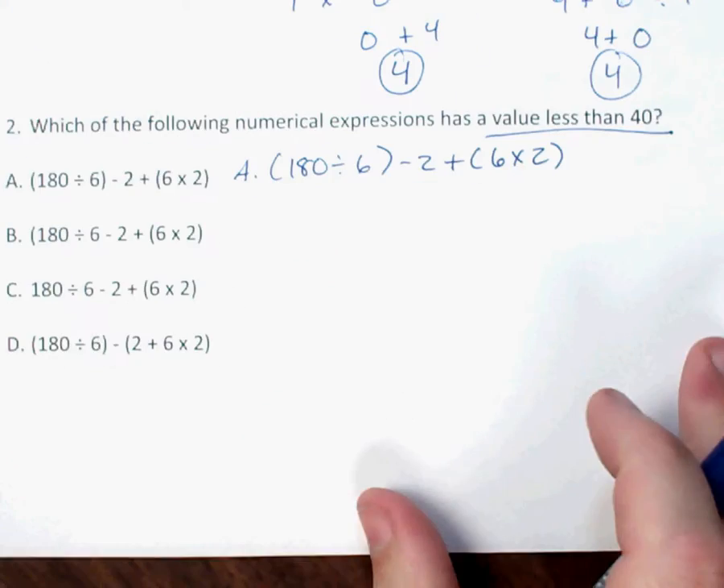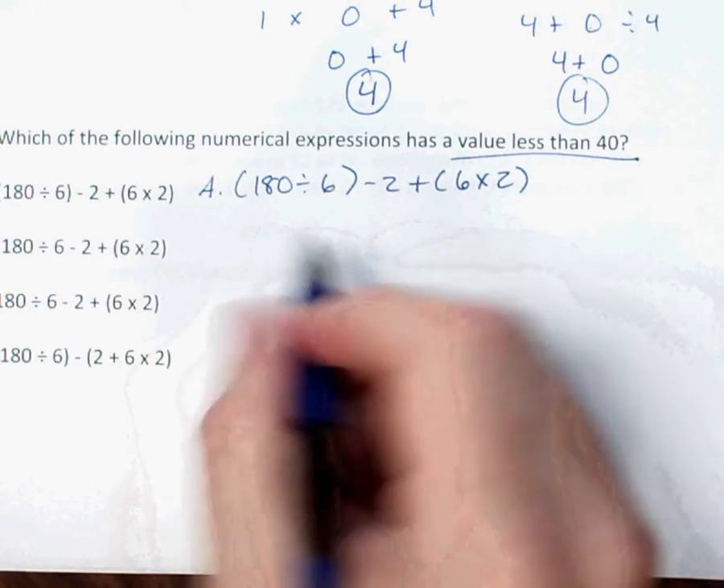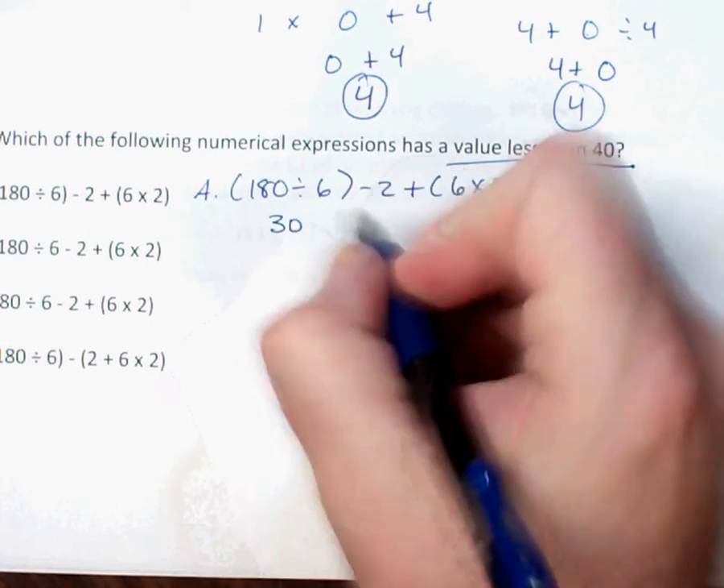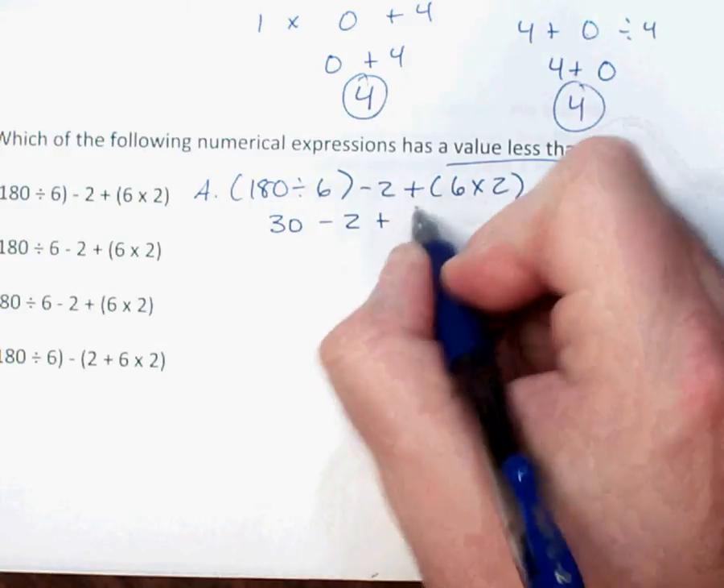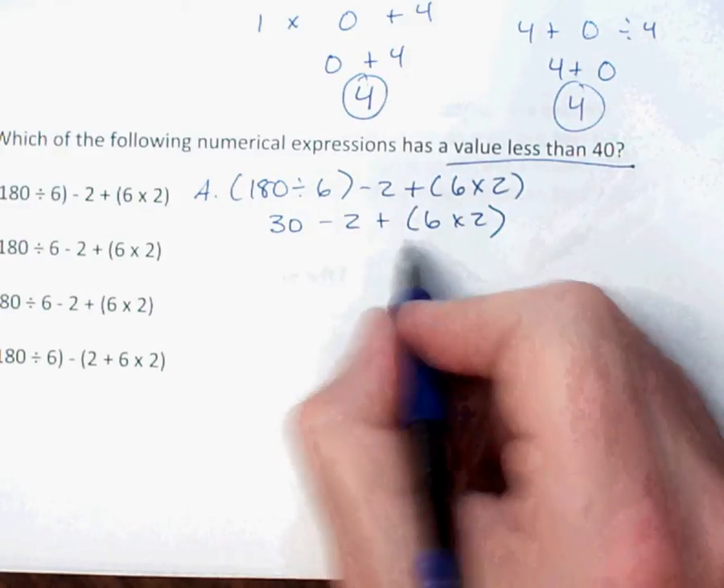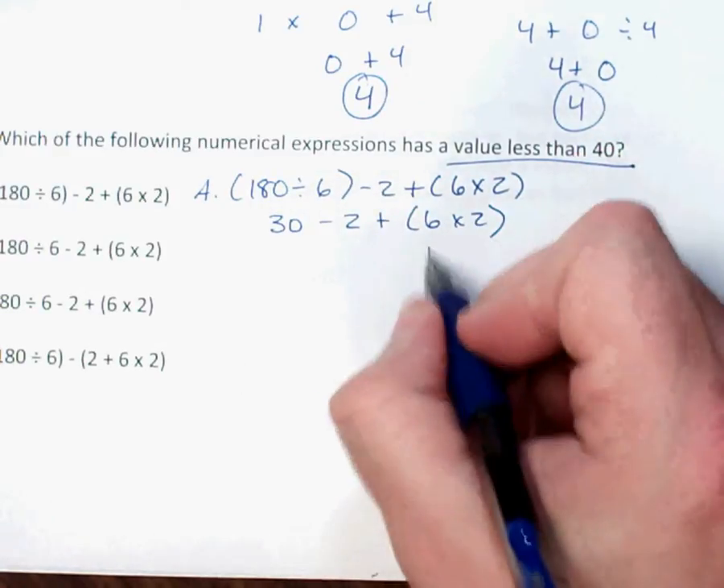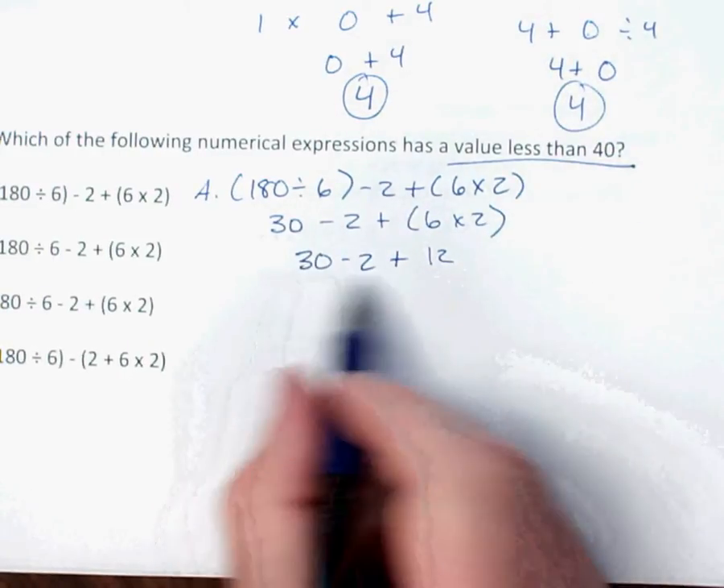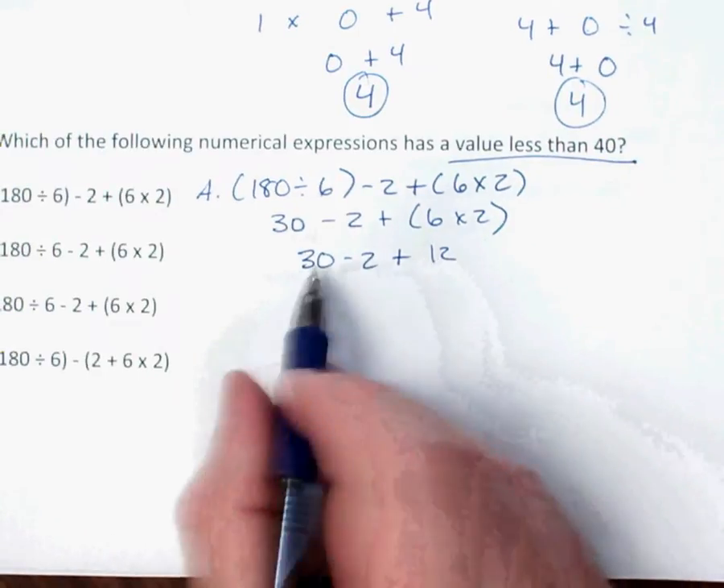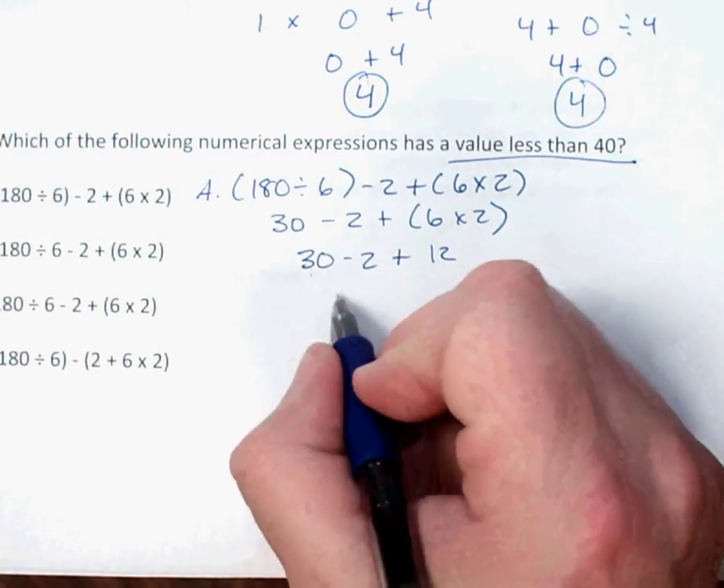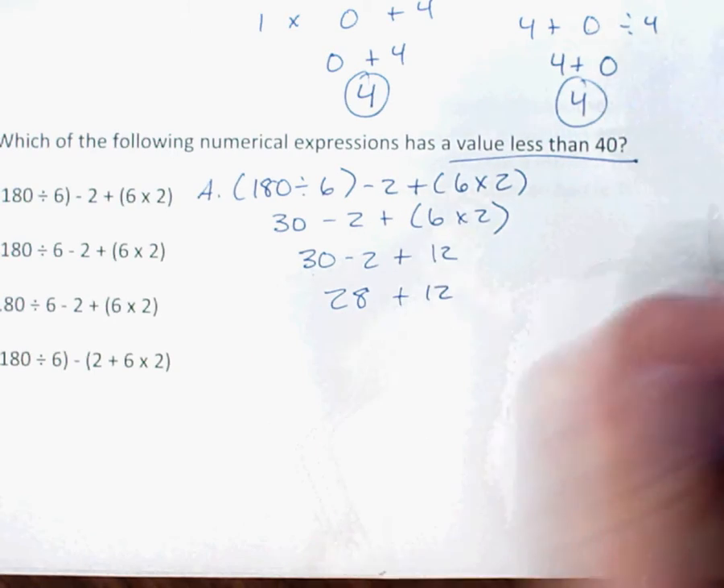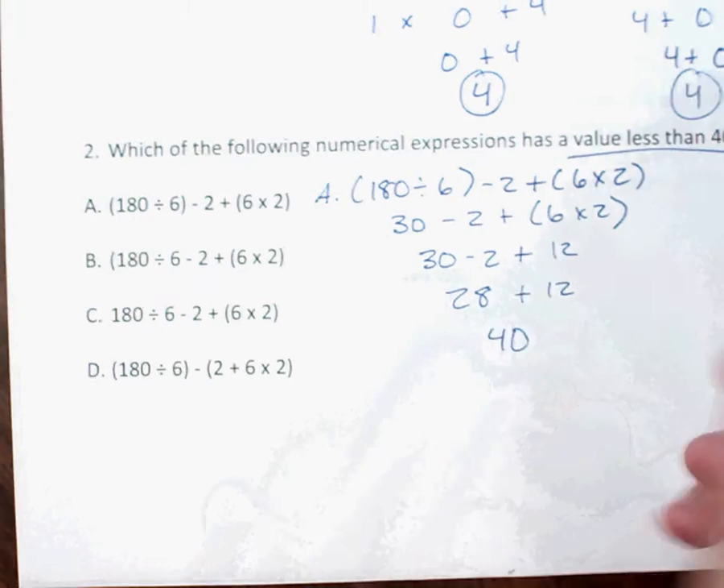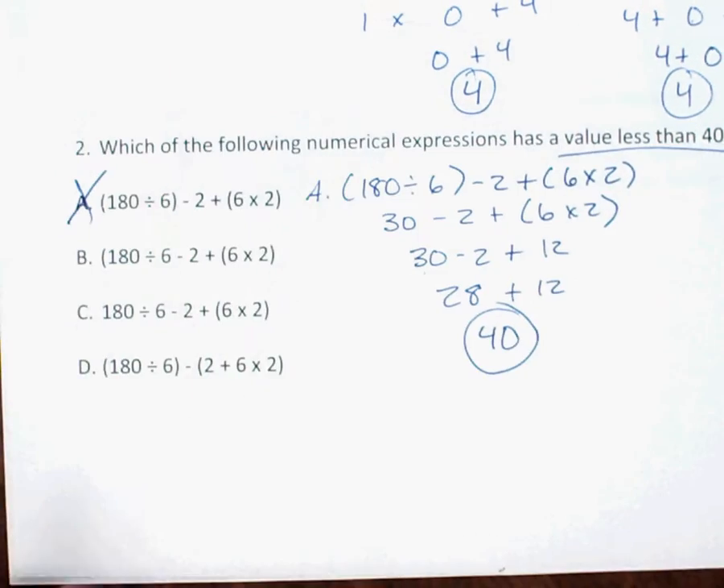All right, let's go and do this first one. So I'm going to do the parentheses first. So 180 divided by 6 is 30. Then I'm going to rewrite. Another set of parentheses, 6 times 2 is 12. Then I'm going to rewrite. Since I've got an addition to subtraction choice, I'm just going to work left to right. So 30 minus 2 gives me 28 plus 12. 28 plus 12 is 40. So answer choice A is 40. So it's not less than 40, so that's not going to work.